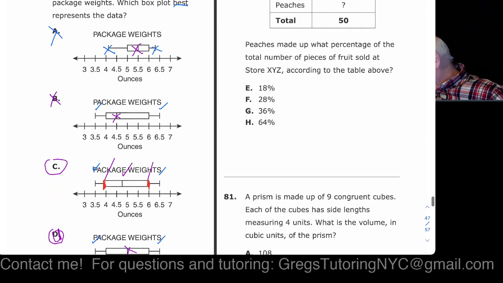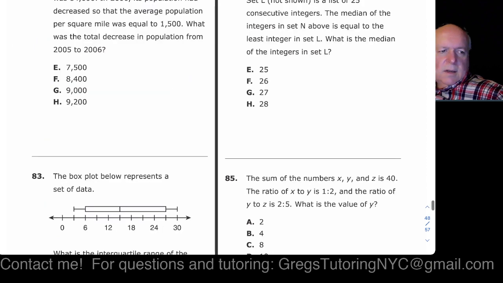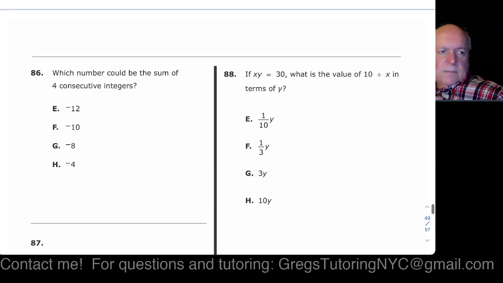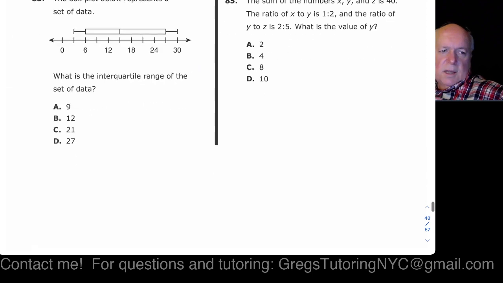And there's another question here, which is 83. So 83 is kind of simple, like the last one. So let's see here. Where did that go? Okay, so the box plot is a set of data. What is the interquartile range? So again, IQR is equal to Q3 minus Q1. And Q3 is going to be that number there.